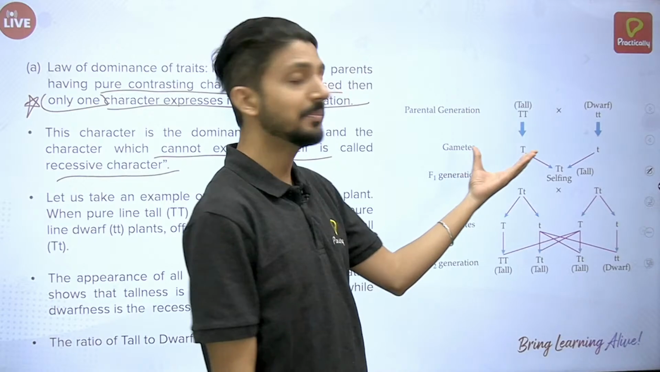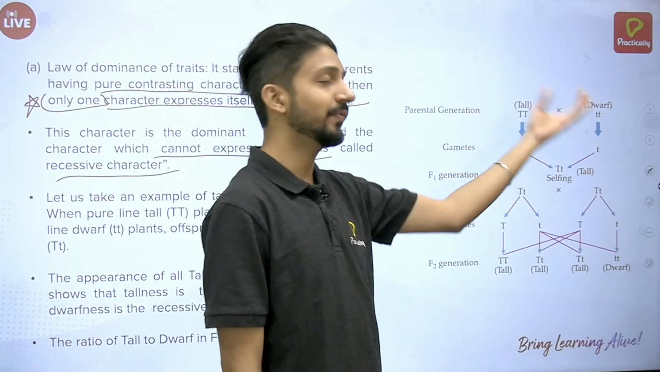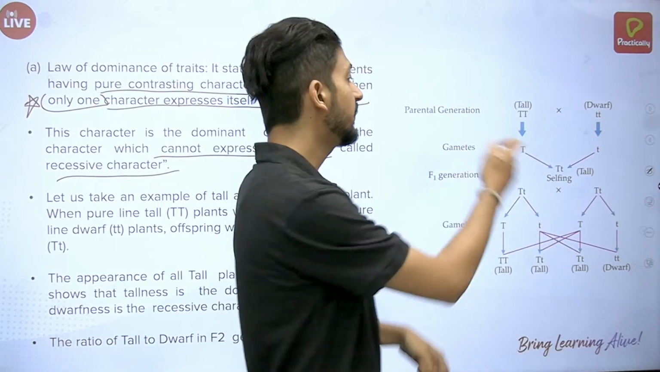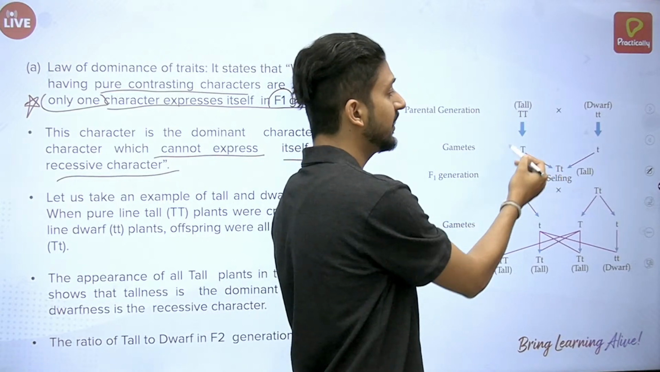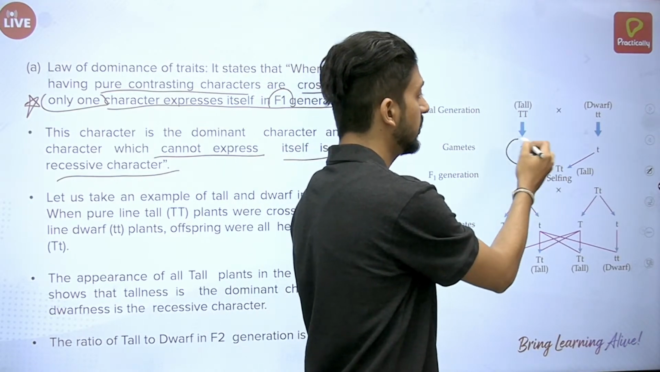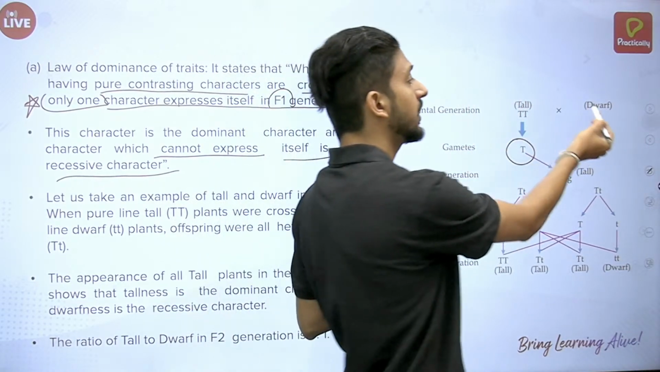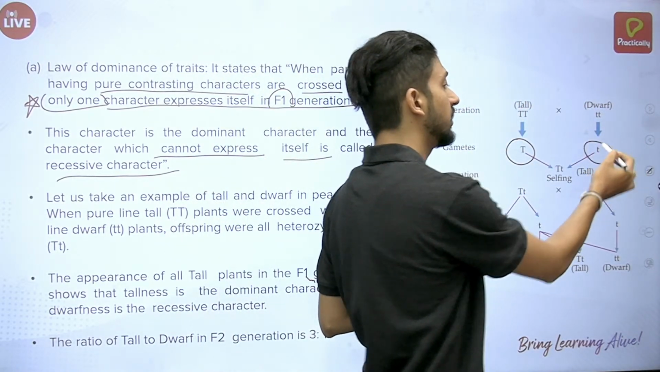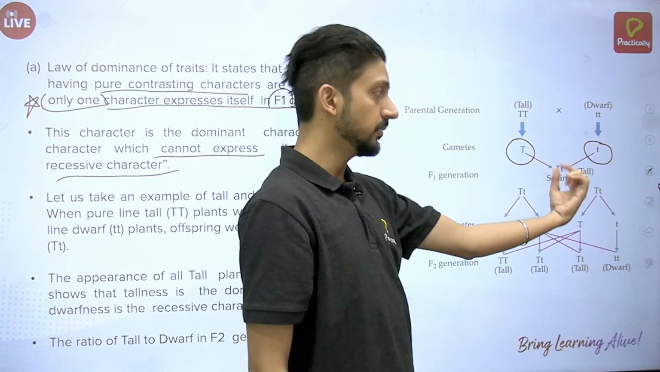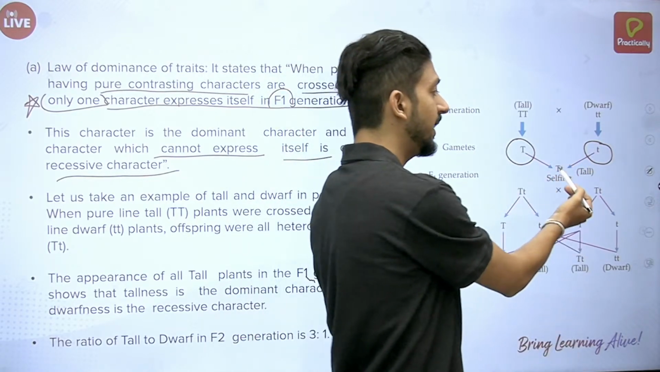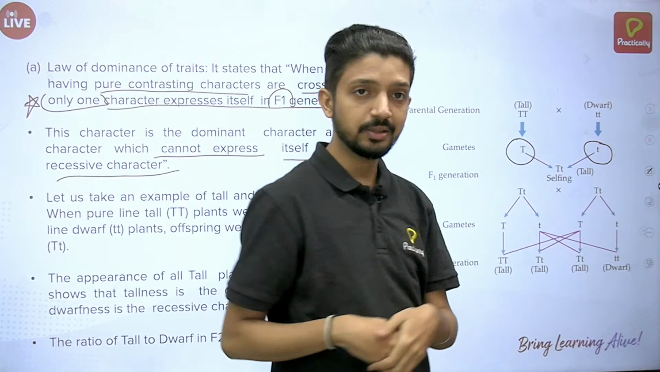Here is a simple example of tall and dwarf plants crossed with each other. When they are crossed, only one type of gamete is produced over here, that is capital T, since it is homozygous dominant. This is homozygous recessive. Again, only one type of gamete will be produced. When they fuse, it will produce a heterozygous tall plant.